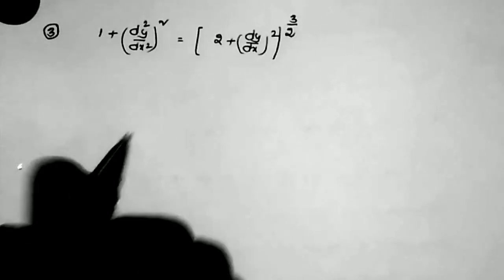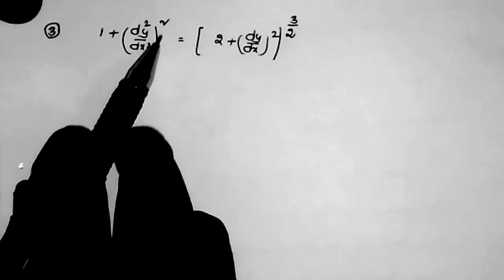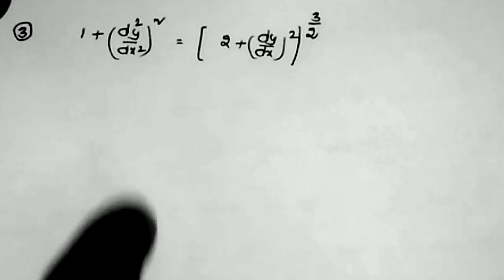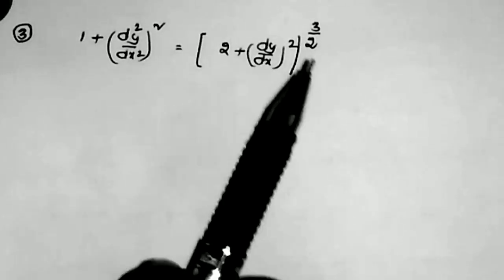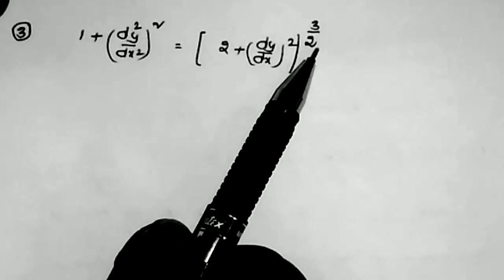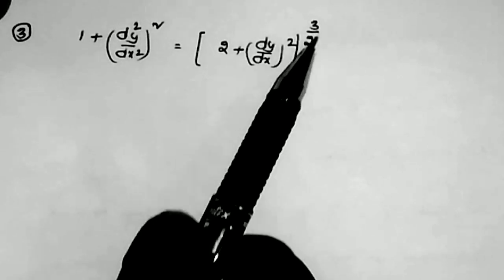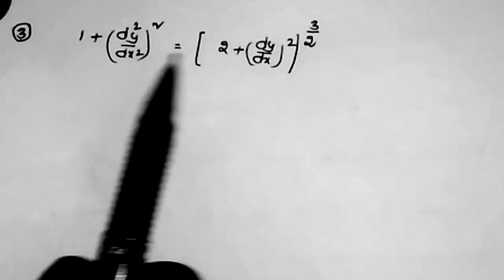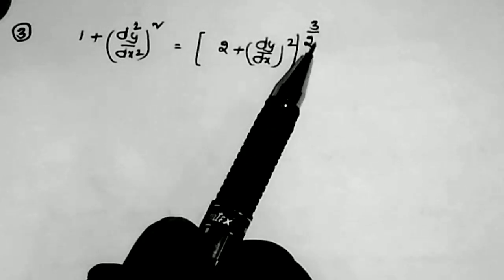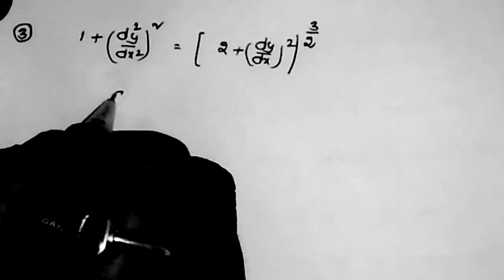Next problem. (1 + (d²y/dx²)²) is equal to (2 + dy/dx)² to the power 3/2. Here also in this equation we have the radical power 3/2. First of all we have to eliminate this power to tell about the degree. So to remove the radical power here we have to apply the power 2 to this equation. 3/2 into 2, that is, it becomes 3. So the first step is squaring on both sides.